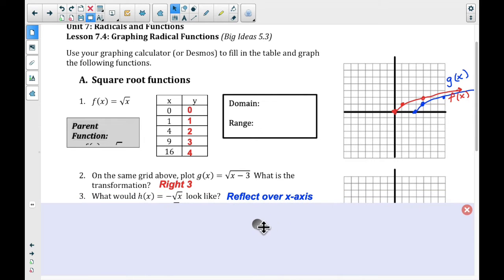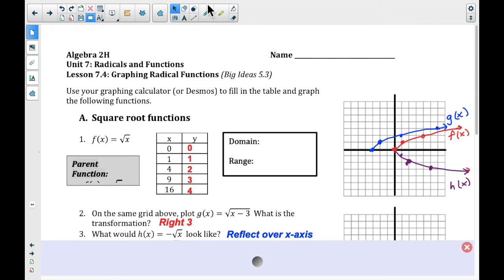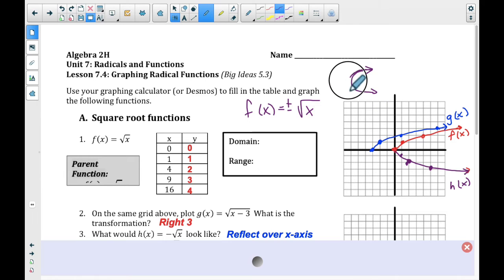The next one says, what would it look like if it is the negative square root of x? Remember, the negative on the outside means it gets reflected over the x-axis. So if I reflect it over the x-axis, it looks like this. If we were going to have both sides of that sideways parabola, then we would have positive and negative. If it was f of x equal to positive and negative square root of x, that would be both halves of it. But again, that's not a function. It's actually two different functions. So that's why we don't have that. But if we just have the negative version, that's what we have down here. The negative is down here. The positive is up there.